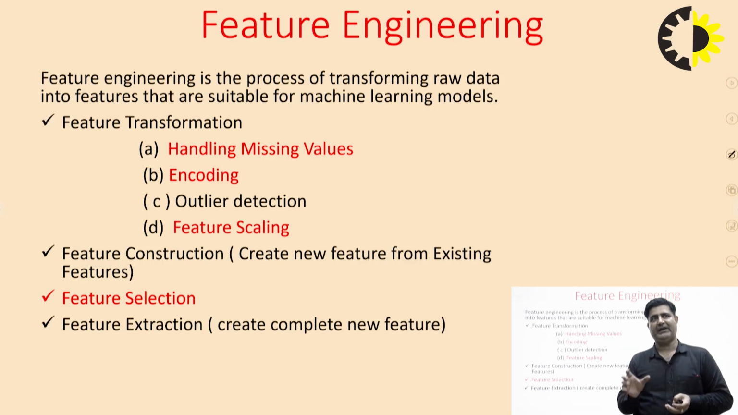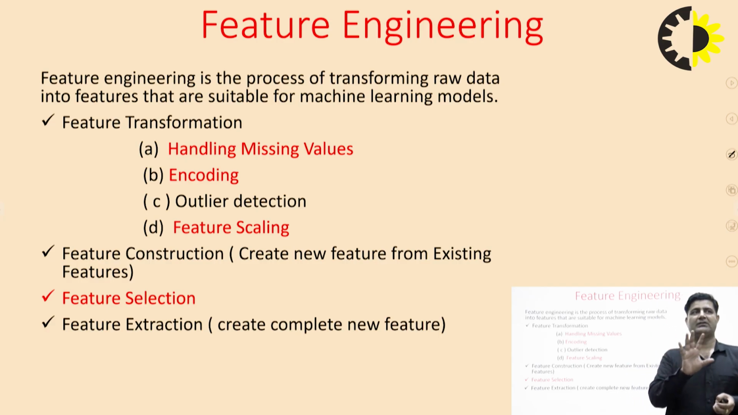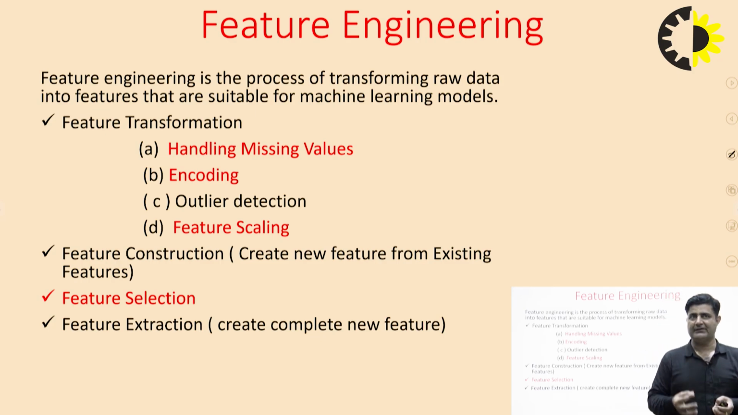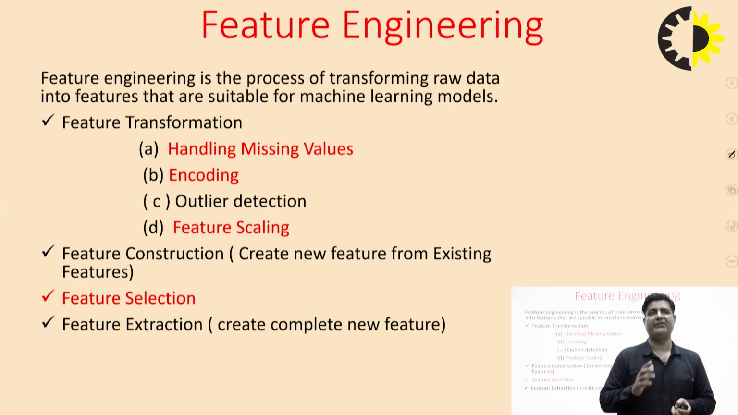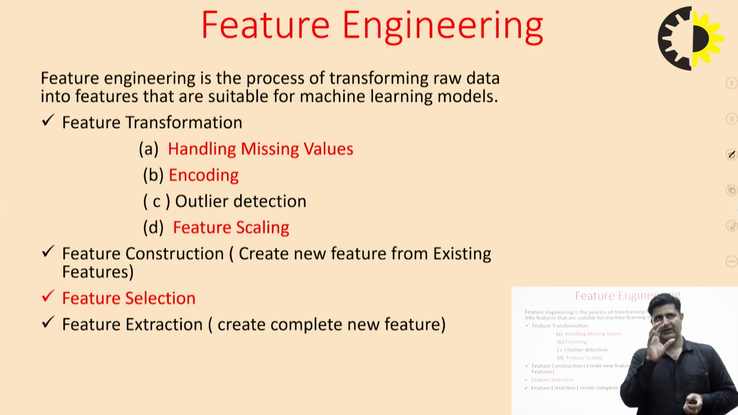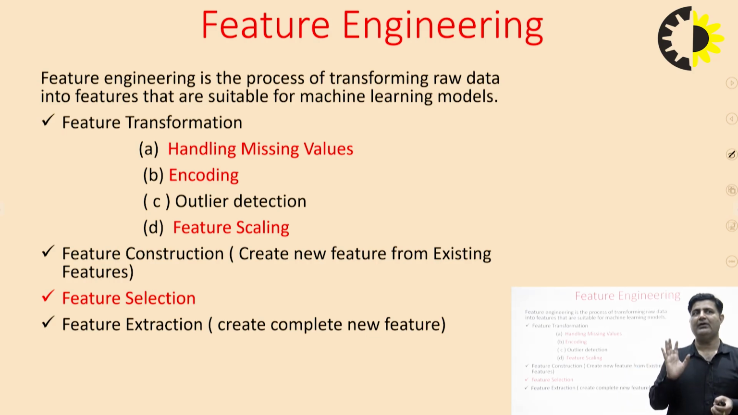In this video, we try to focus only on the first process, feature transformation: handling of missing values, encoding, and feature scaling. We are not mentioning outliers here. Only these three points we discuss: handling missing values, encoding, and feature scaling. In the next video, we will work on the feature selection process and feature extraction, right?